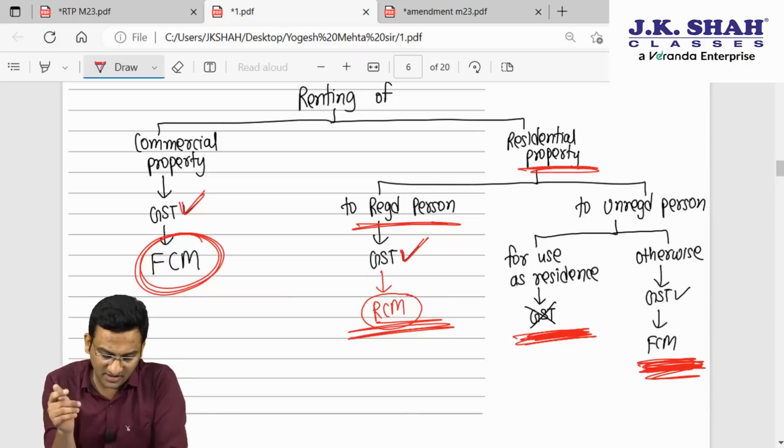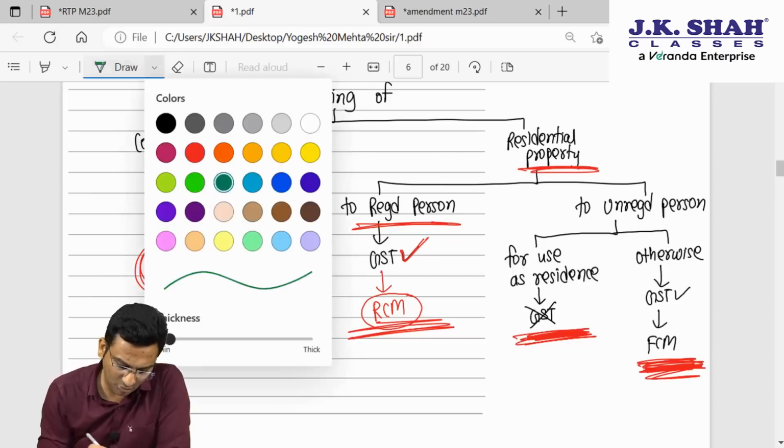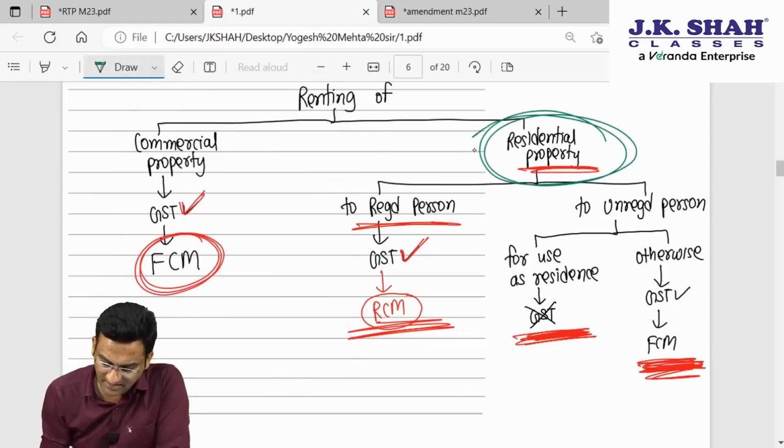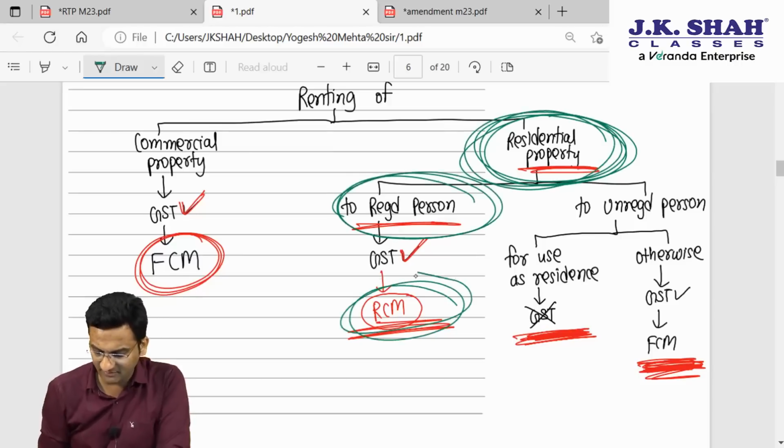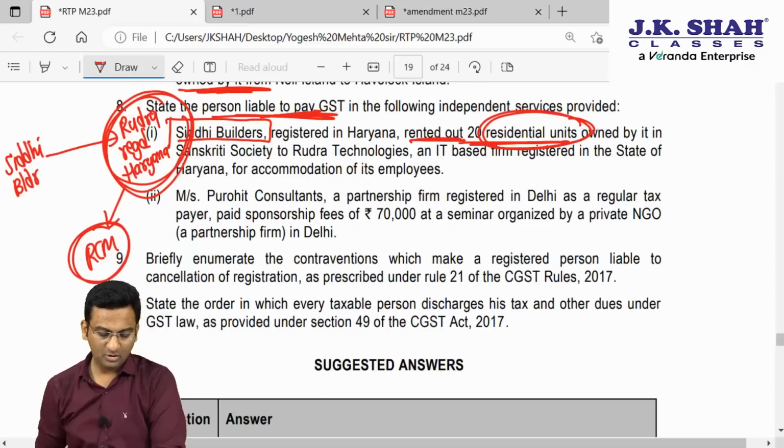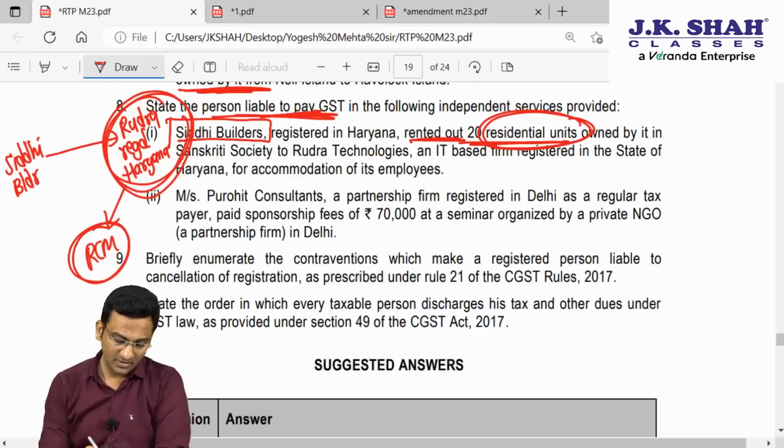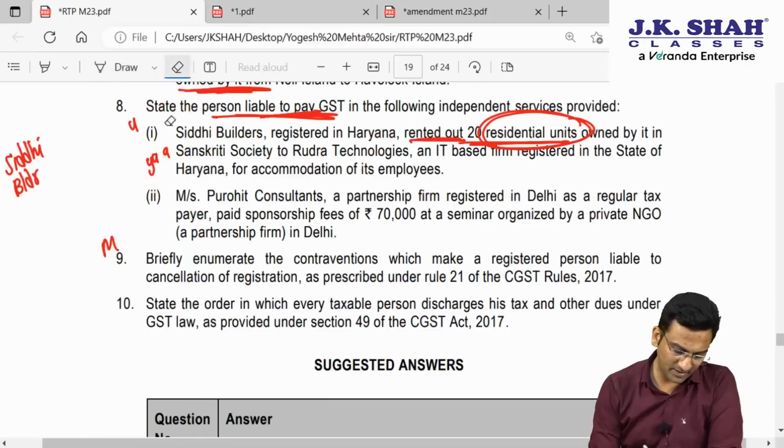Correct? In the given question, Siddhi Builders are letting out the residential property to Rudra, a registered person. So RCM will be applicable. Here Rudra is liable to pay GST. This was question number 8.1.